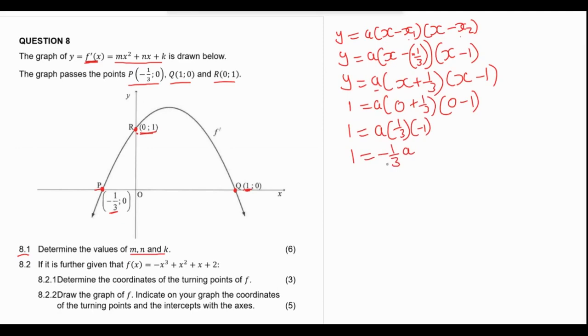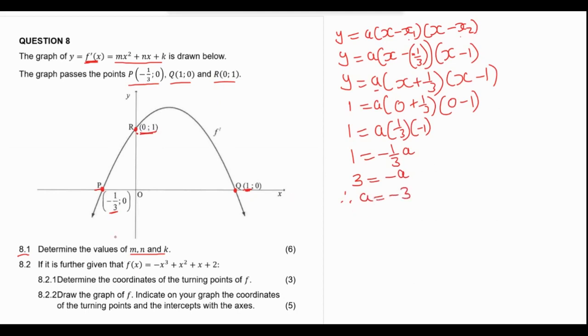Then we can multiply both sides by 3, or divide both sides by the reciprocal of negative 1 over 3, which is negative 3 over 1. So we usually just multiply both sides by the denominator. So it becomes 3 is equal to negative a. Therefore, a is equal to negative 3.